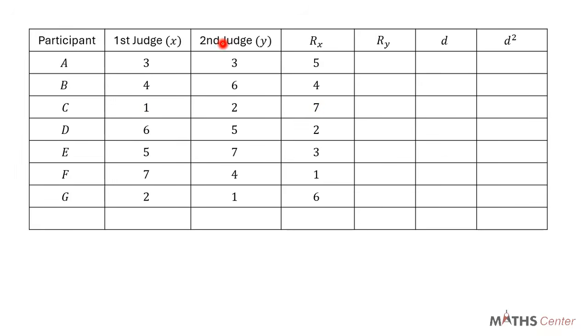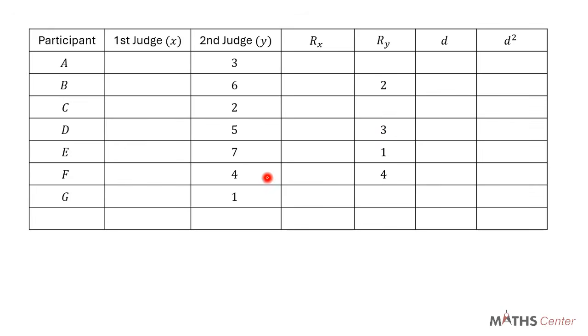Now let's rank the scores for the second judge. These are the scores. We are going to rank them here in the column for Ry. The highest one is 7, so that will have a rank of 1. The one after that is 6, that will have a rank of 2. The one after that is 5, that will have a rank of 3.